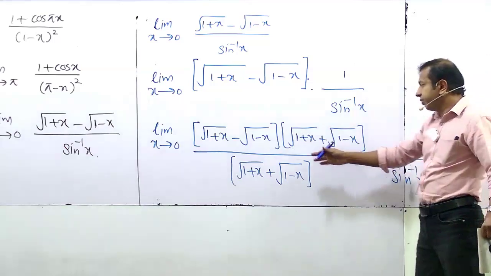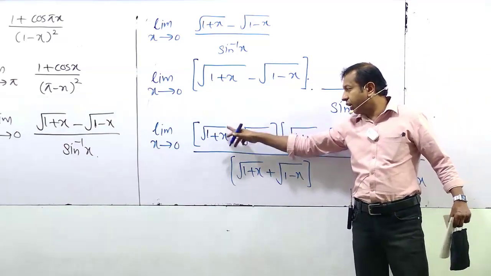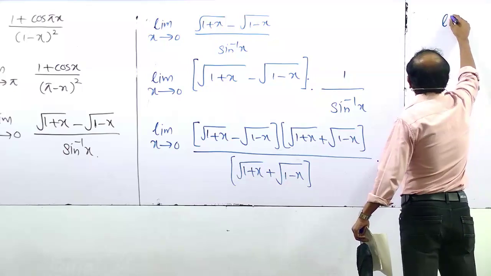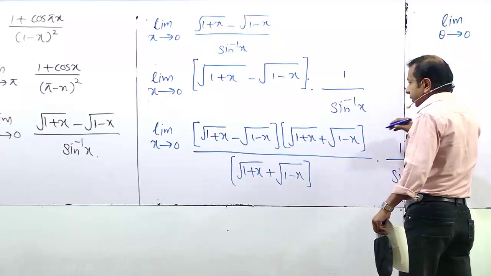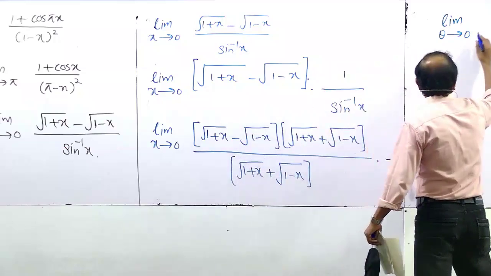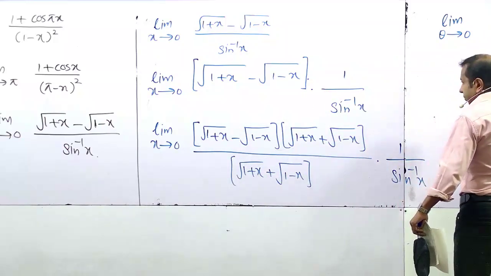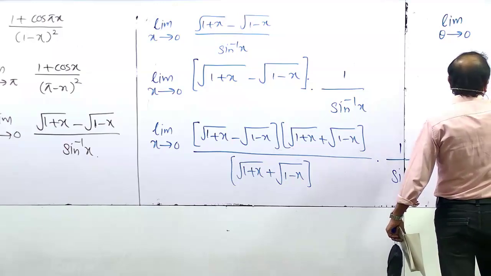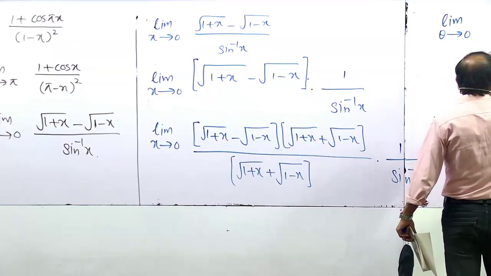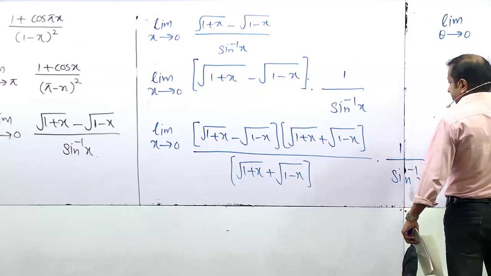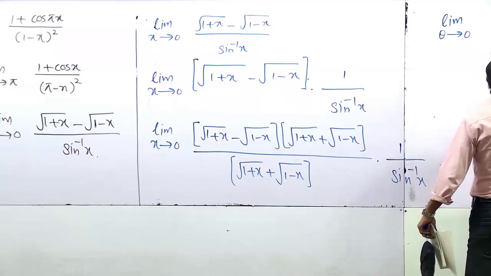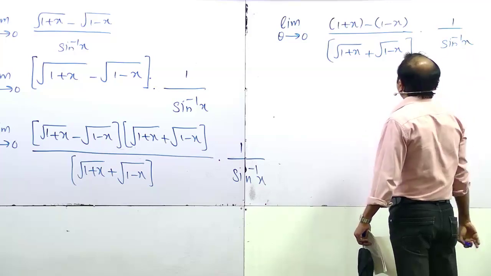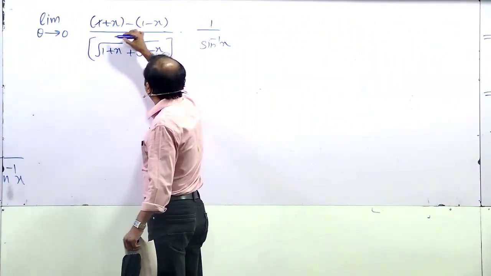Right. Tell me what is the answer here? This into this means what? Square of this minus square of this, no? We can write. What do you get there? Square of this means 1 plus x minus 1 minus x, divide by this: root of 1 plus x plus root of 1 minus x. Here 1 over sine inverse x. People, this 1 here we can cancel down with this 1 here.